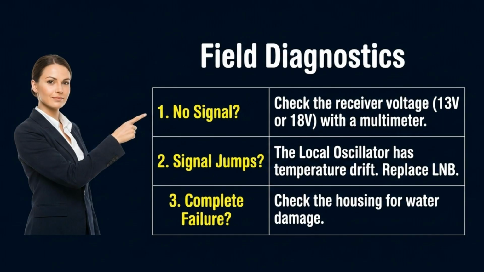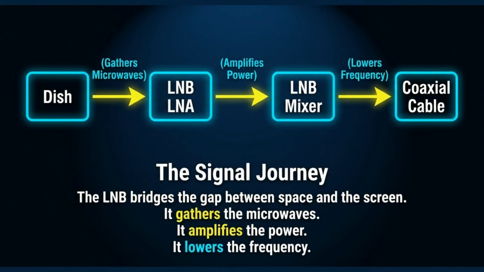For diagnostics, if there is no signal, check the receiver voltage. If the signal jumps, replace the LNB due to local oscillator temperature drift. Check for water damage if there is complete failure. The LNB is crucial, gathering microwaves, amplifying the power, and lowering the frequency, bridging the gap between the satellite and your screen.